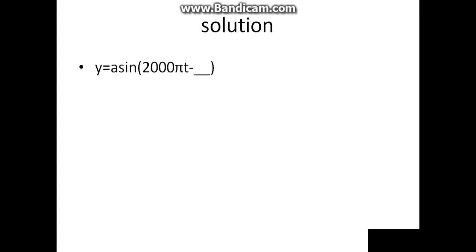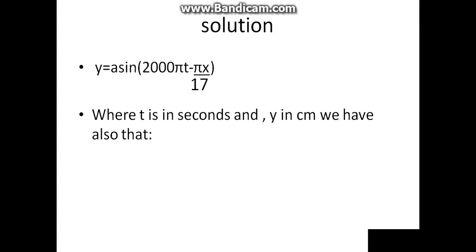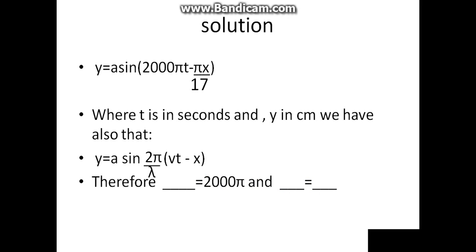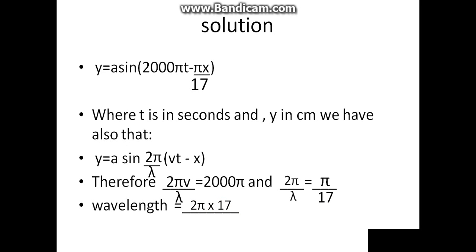Solution: y equals a sine in bracket 2000 pi t minus pi x over 17, where t is in seconds and y is in cm. We also have that y equals a sine 2 pi over lambda in bracket vt minus x. Therefore, 2 pi v over lambda equals 2000 pi, and 2 pi over lambda equals pi over 17. Wavelength is equal to 2 pi times 17 all over pi, which equals 2 times 17, which gives us 34 cm.